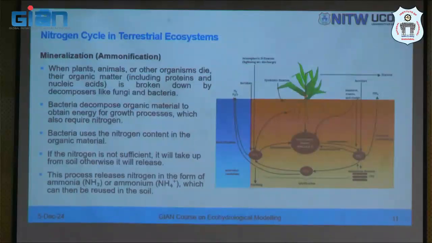But if the nitrogen in your organic material is at a higher quantity than is required, then it will release that nitrogen in the form of ammonia and ammonium, which can then be reused in the soil. So many of the plants and many of the animals, when they die, the bacteria gives back that nitrogen to the soil. But if it has a lacking of nitrogen, it will utilize the nitrogen from its surrounding sources. That process is what we call ammonification.